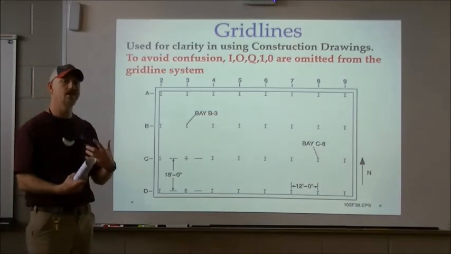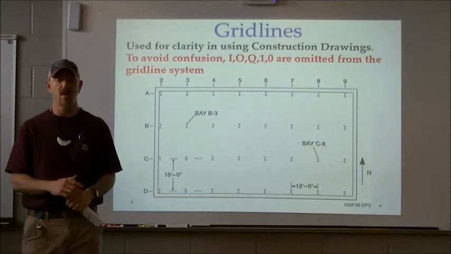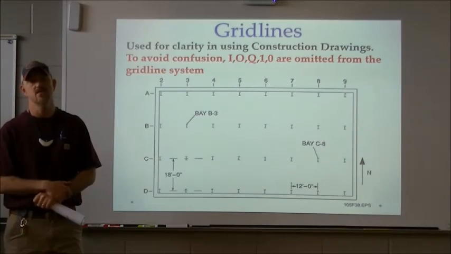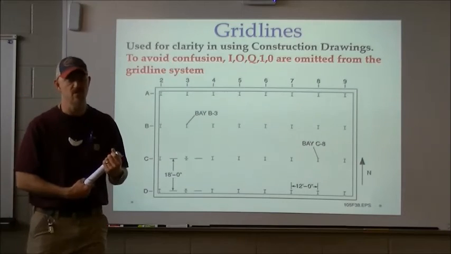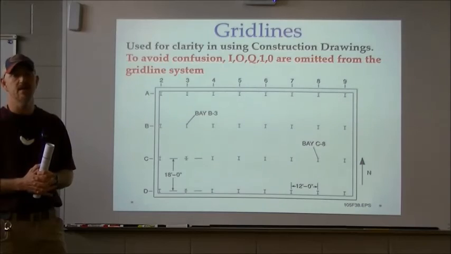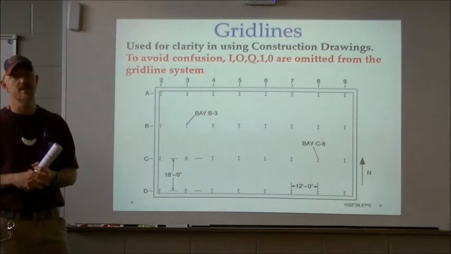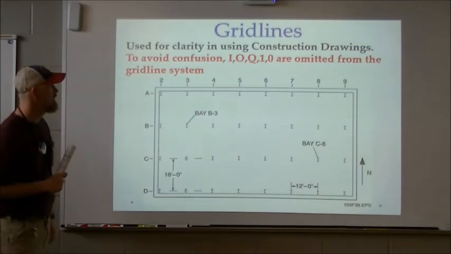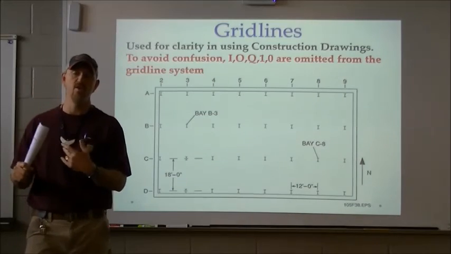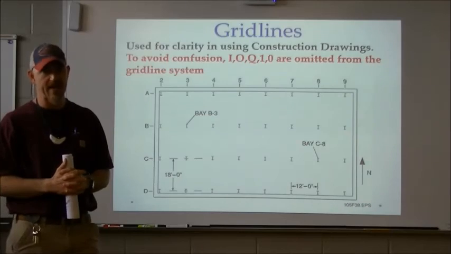And the reason for that is because 1 could possibly be confused with I. And when you're talking about millions of dollars here, you've got to do everything that you can to avoid confusion. Construction projects, there's a lot of people that are investing a lot of money in a construction project, and architects and engineers have to be as clear as they possibly can. So that's the reason that I, O, Q, 1, and 0 are always left out of a grid line system.